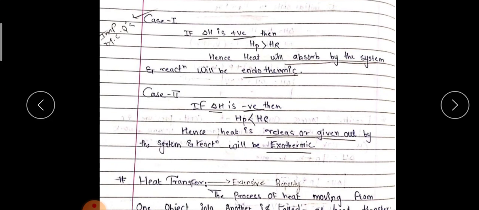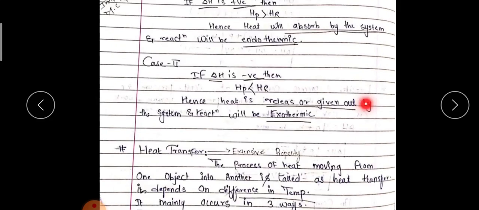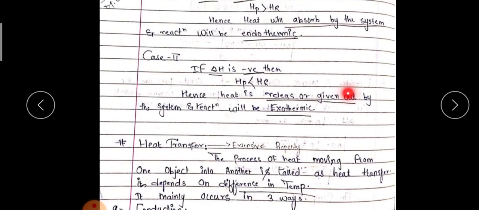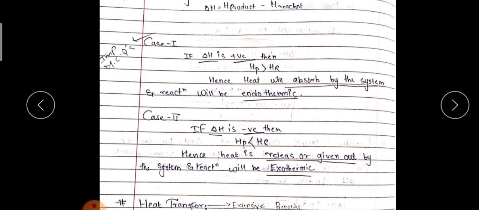Whereas when delta H is negative, that means the enthalpy of the reactant will be more than the enthalpy of the product. Hence heat is released or given out by the system, and the reaction will be exothermic.